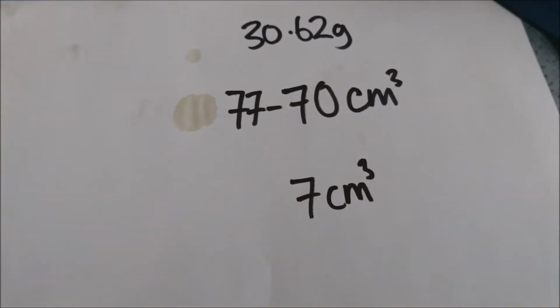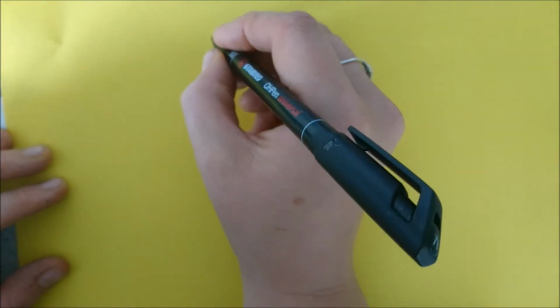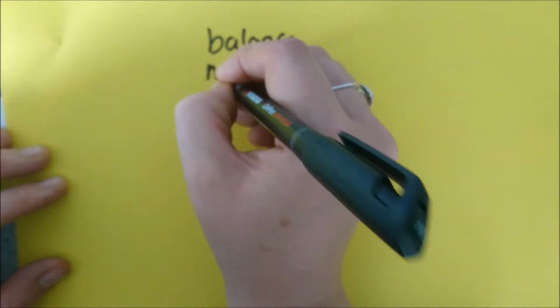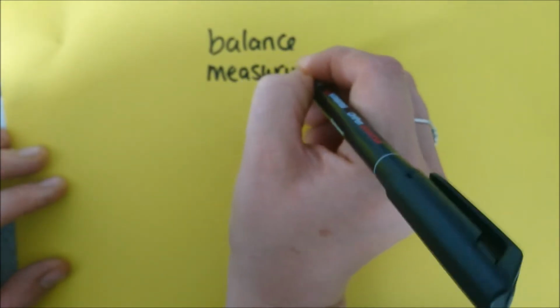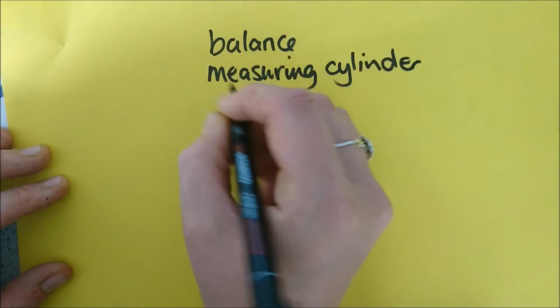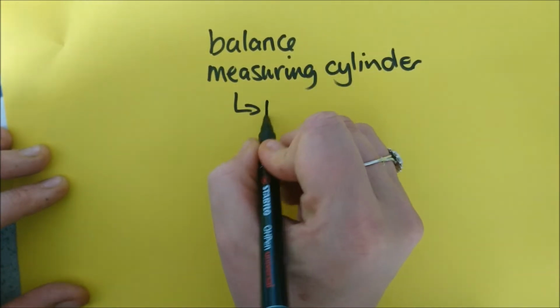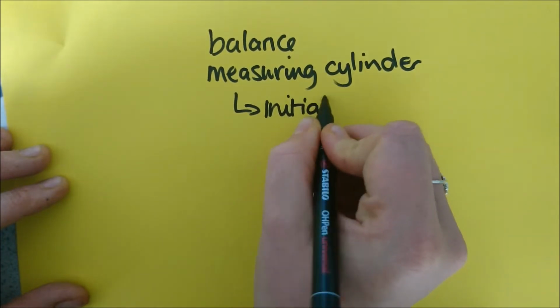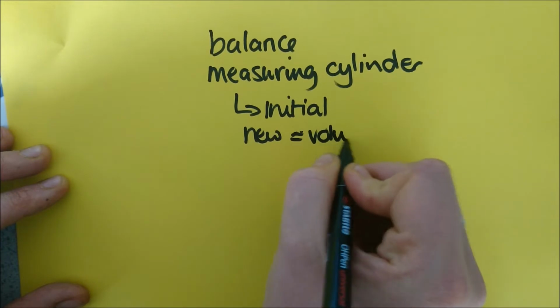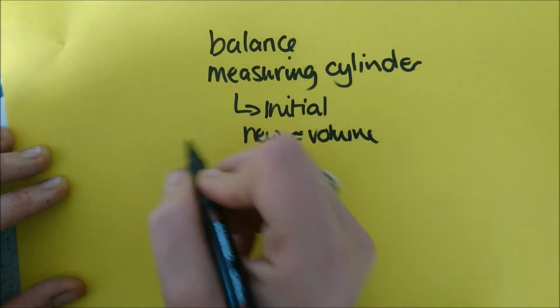Okay, so now I'm just going to pop that into the equation. To get our full 6 marks on this question, we need to say what equipment we're going to use. So we are using a balance and we are using a measuring cylinder. But what you need to do is talk through the steps. You need to say that you are going to use the initial reading of the water and the new reading of the water to get the volume. So it will be new take away initial.